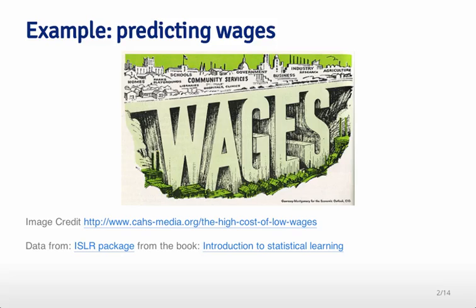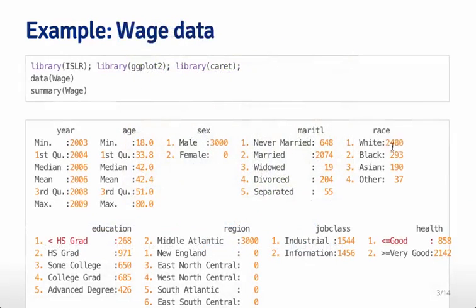The wages data is actually data from the ISLR package, which you can find at this link, and it's from the book Introduction to Statistical Learning. So we're going to be looking at this data and seeing how we can use it for prediction. If I load the ISLR package, again, I'm going to have to install it first, and then I can load it. I also load the ggplot2 package because we're going to be using that for some plotting, and the caret package because we're going to be using that for model building.